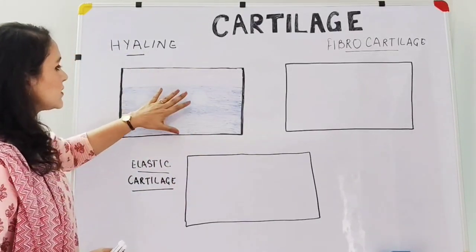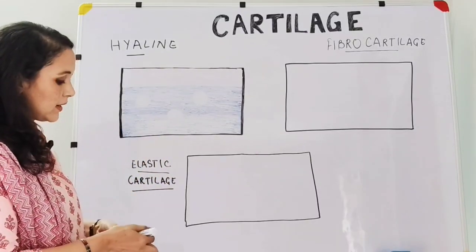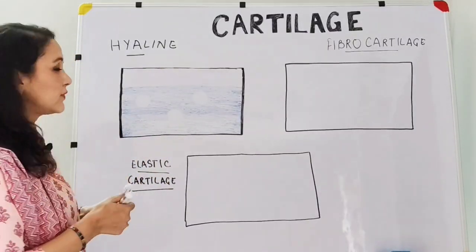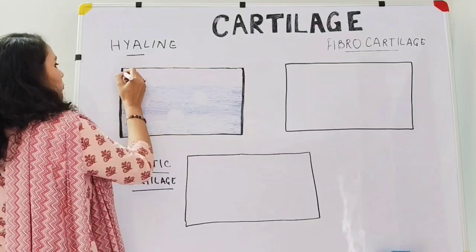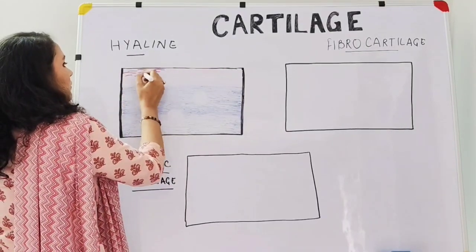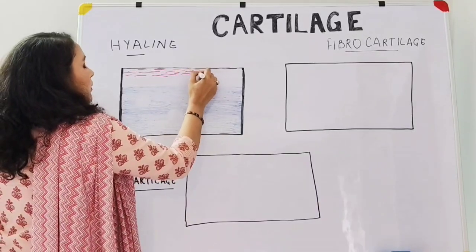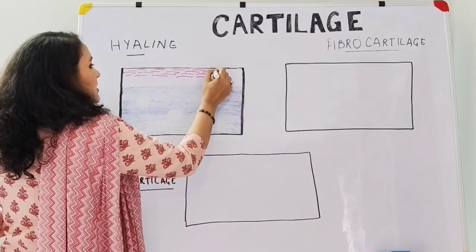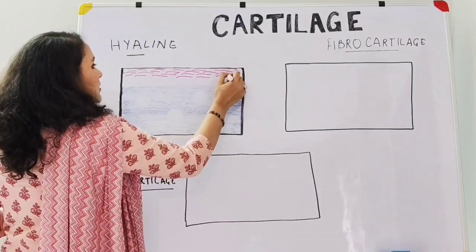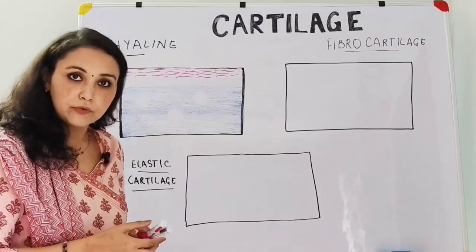So the free surface of the cartilage is covered with the perichondrium. So we'll draw the perichondrium. The perichondrium has an outer fibrous layer and an inner cellular layer. Now you have to remember that perichondrium is made up of type 1 collagen fibers. So these are the type 1 collagen fibers you have drawn.